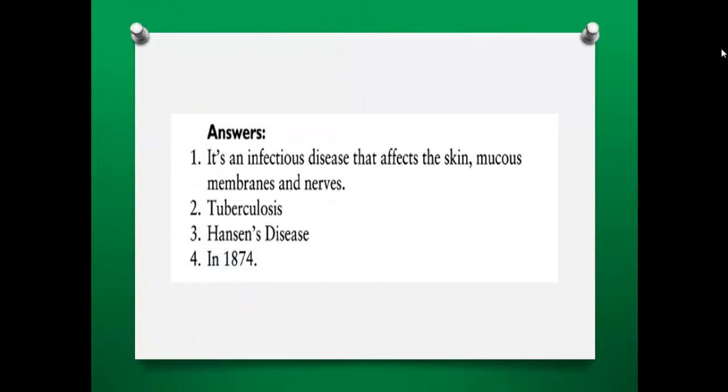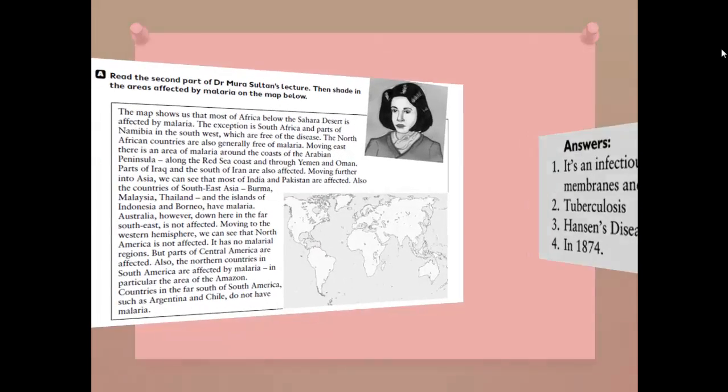Let's do the questions. Number 1. What kind of disease is leprosy? Leprosy is an infectious disease that affects the skin, mucous membranes, and nerves. What other disease is it related to? Tuberculosis. 3. What other name does it have? Hansen's disease. And when was it discovered? It was discovered in 1874.